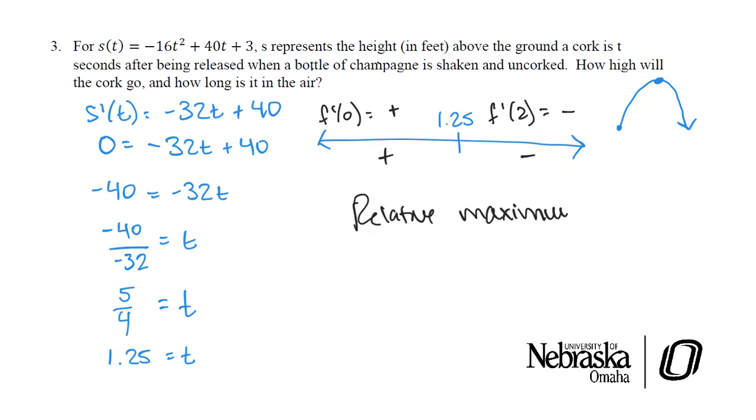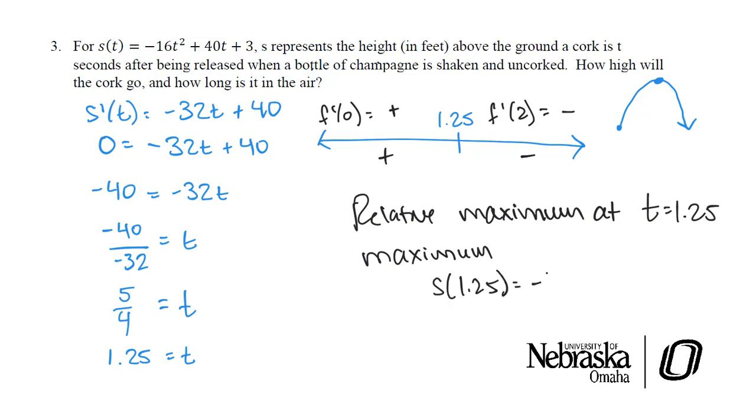at t equals 1.25. So it's 1.25 seconds after the cork was shot, okay? And our maximum would be s of 1.25. We're plugging in 1.25 into the function, the original function. And we should get the position of this, the height of our projectile after shooting at 1.25 seconds is 28.